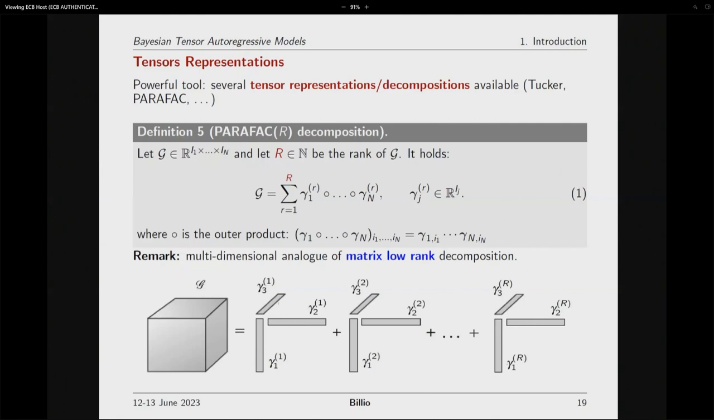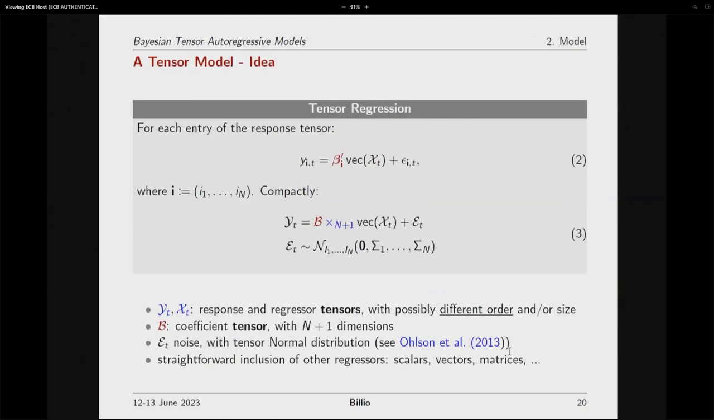PARAFAC of rank capital R here. And this means that you can decompose the tensor, in this case of order N, once you define the rank, okay, it is the outer product of, and then the sum. For each component you define, you see in the representation below, you first see for the cube, you produce first the simplest cube, okay, and then you sum them, okay? The way in which you represent it overall is then using the rank, and then for each dimension, you have the component that clearly has the same order of the tensor, and at the end you obtain the tensor. Okay, then once we have this element, I need to go much quicker now.